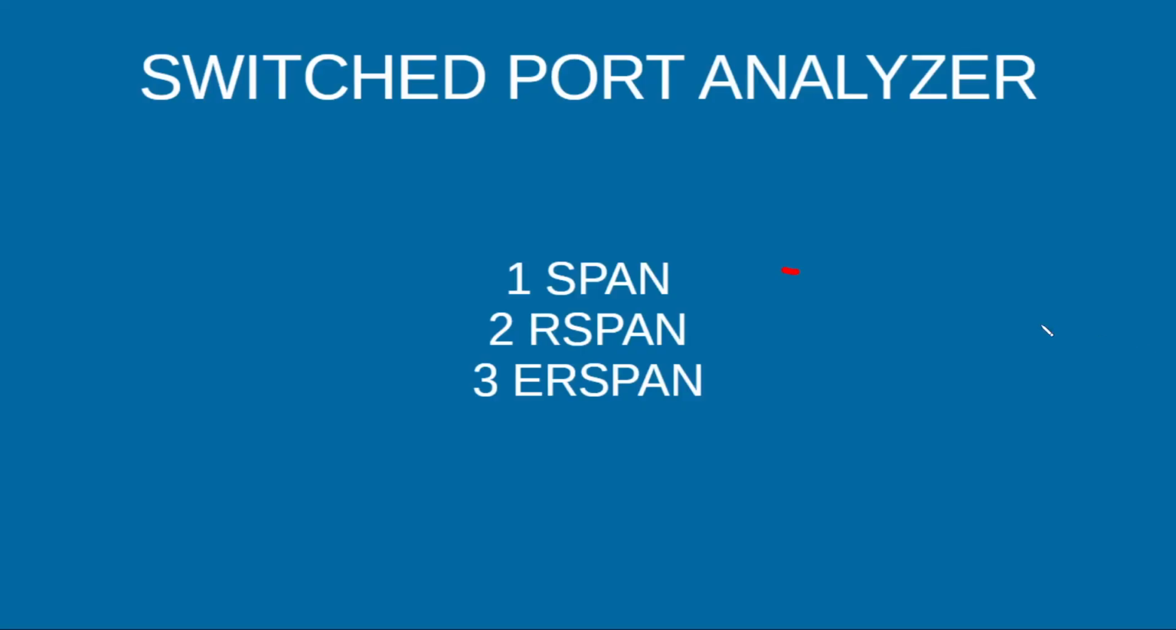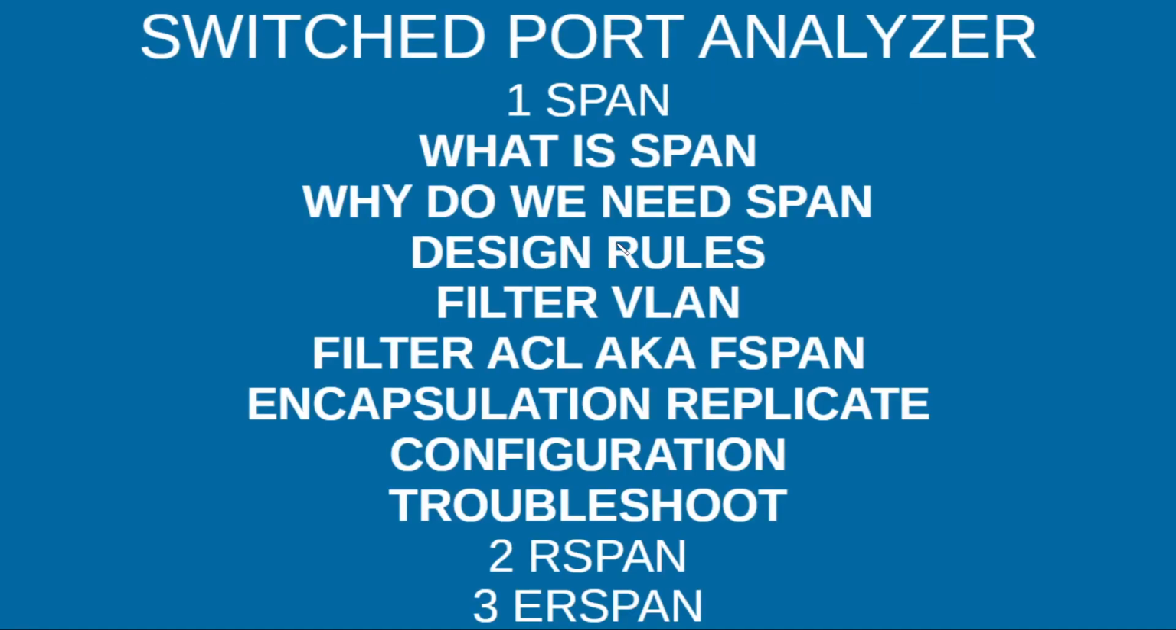We are going to break down this topic into 3 different sessions. In this first session, we are going to talk about the SPAN. We are going to talk about what is a SPAN, why do we need it, design rules, and the features, which are filter VLAN, filter ACL, and encapsulation replicate. We are going to see a couple of configuration examples and troubleshooting outputs.